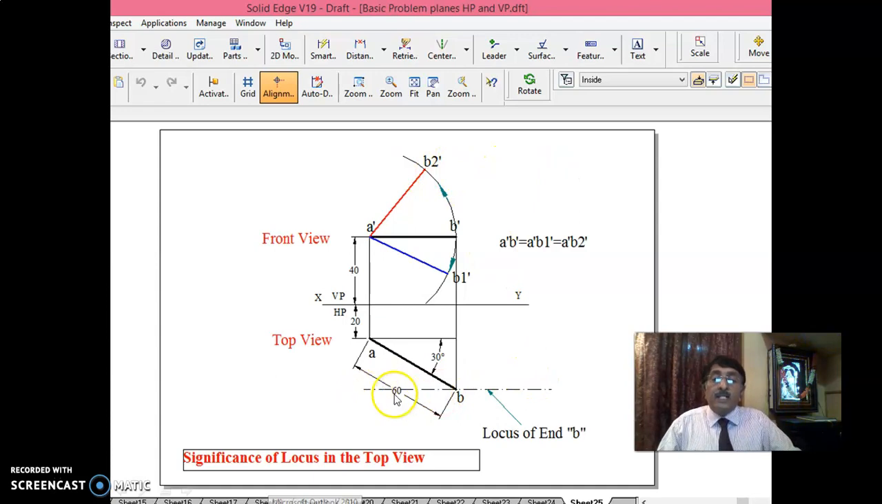In the same way, significance of the locus in the top view I am doing. What is it? Because in all the problems I do the locus in the top view, and you might ask why you are drawing the locus and all that.